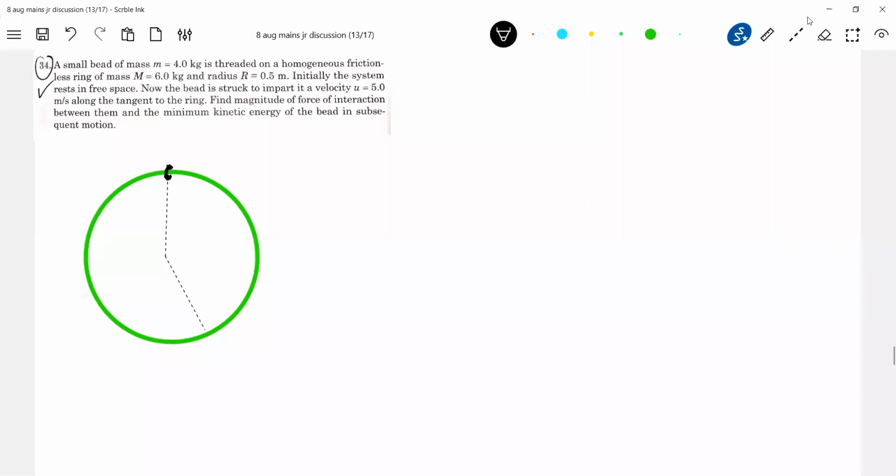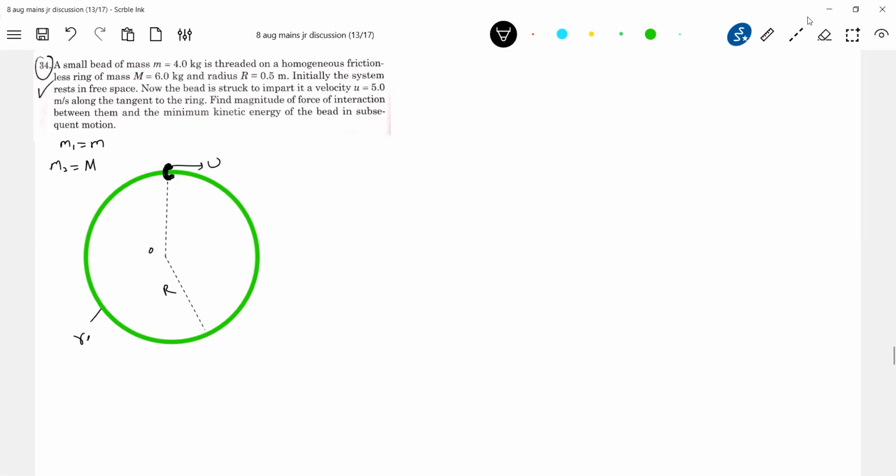No friction between the bead and the ring. So let me take the masses M1 and M2. Let this be M1, and M2, that of the ring. This is radius R. It is imparted initial velocity U.